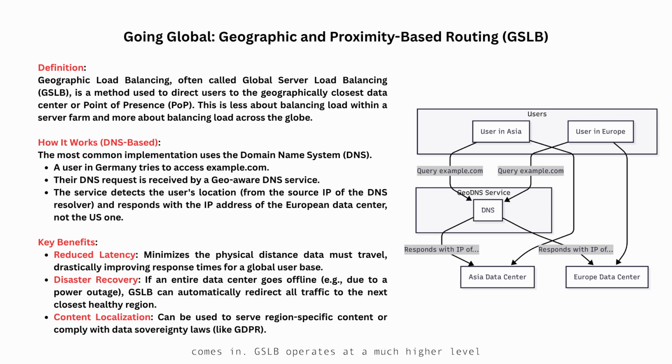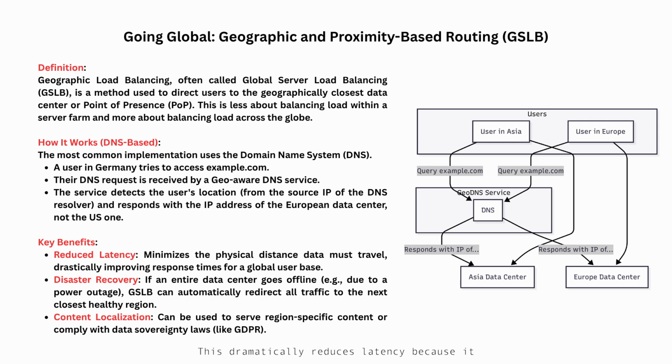GSLB operates at a much higher level, typically during DNS, to route users to the data center that is physically closer to them. When a user in Tokyo requests your website, the GSLB system ensures that they get the IP address for your Tokyo data center, not the one in London.